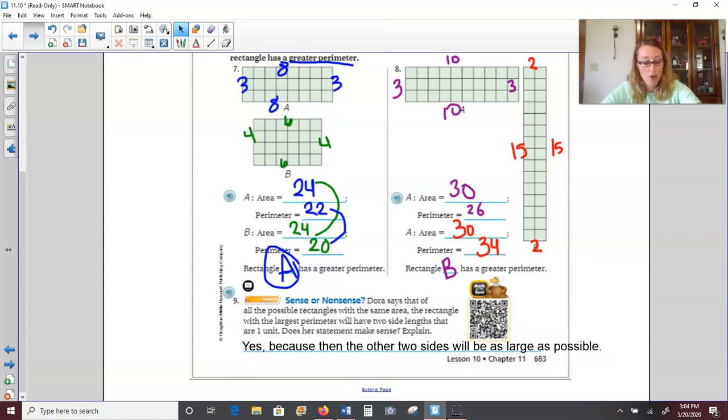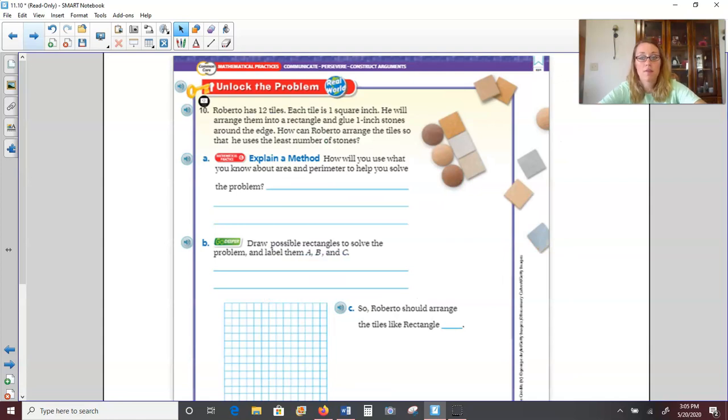All right, over to our problem solving on the next page here. We have another unlock the problem, a real world problem to look at here. Roberto has 12 tiles. Each tile is 1 square inch. He will arrange them into a rectangle and glue 1-inch stones around the edge. How can Roberto arrange the tiles so that he uses the least number of stones?